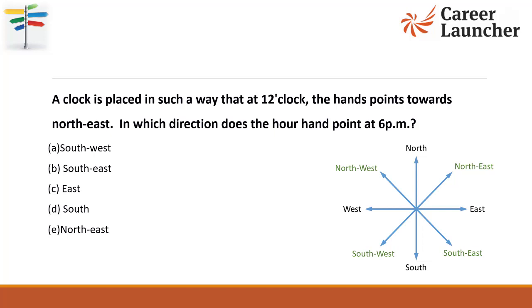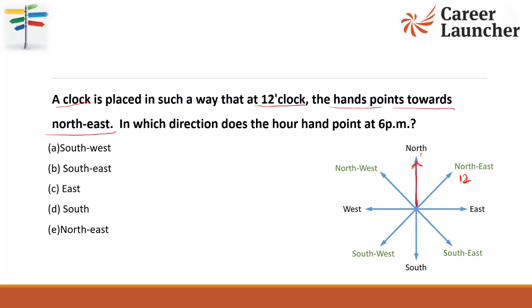A clock is placed in such a way that at 12 o'clock the hands point towards northeast. Now we know by standard convention, if it is 12 o'clock, the clock hand would be towards north. Here the clock has been placed in such a way that 12, which usually comes at north, is being pointed towards northeast.